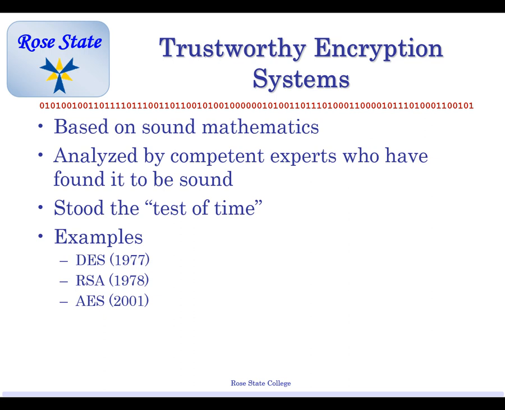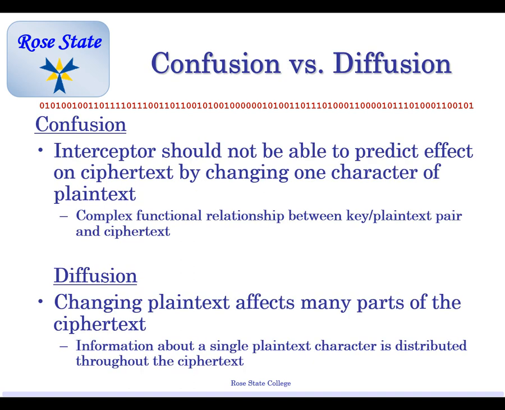DES in 1977, RSA in 78, and AES in 2001. We're going to cover all three of those in here, so you'll see exactly how they all work. All right. Now let's talk about confusion versus diffusion. Okay? Guess what? This is on the test.